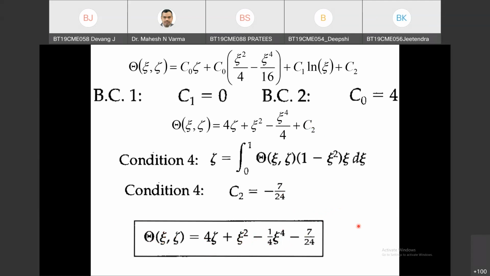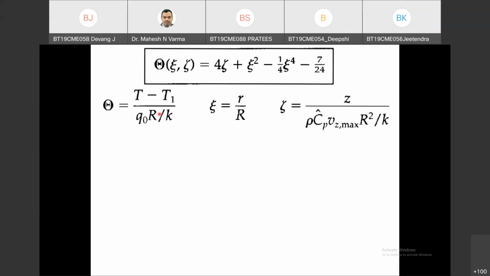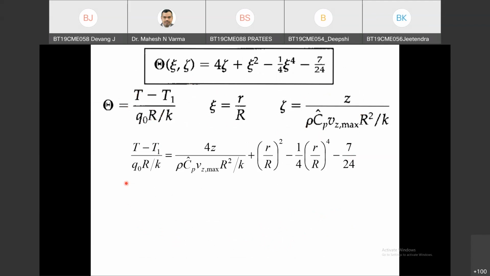So now this is in dimensionless temperature form. So you can write it in actual temperature form. This is the dimensional temperature we have used. This is the dimensionless radius we have used. This is the dimensionless zeta we have used. So we can get this. This is my temperature profile. So (T minus T1) divided by Q0 R over K will be equal to 4Z divided by rho Cp Vz max R square divided by K, plus (R by R) square minus 1 upon R.